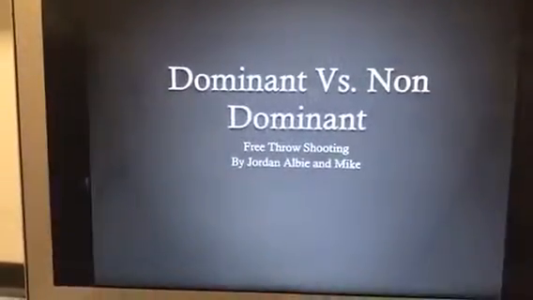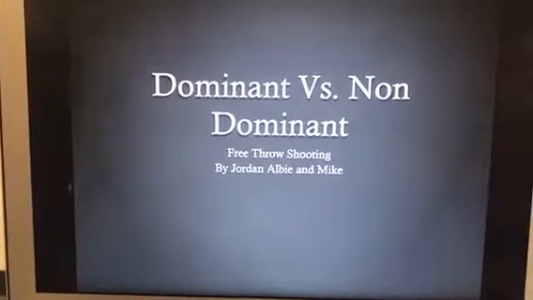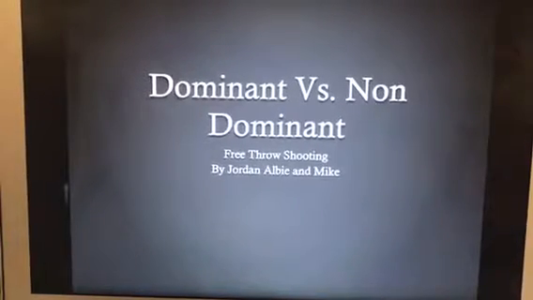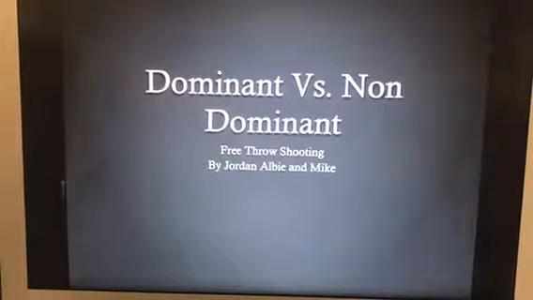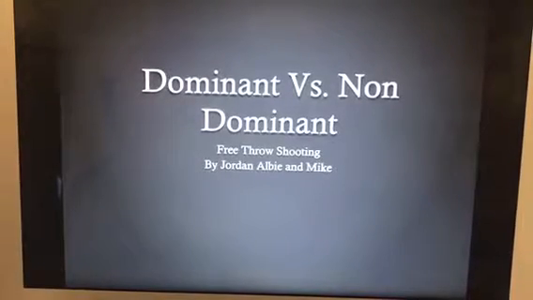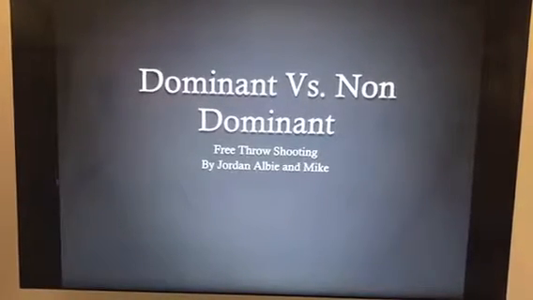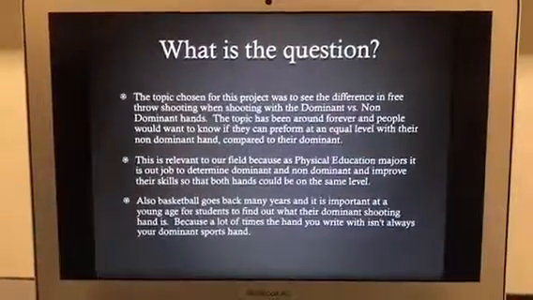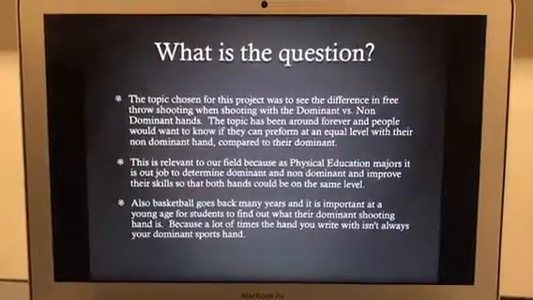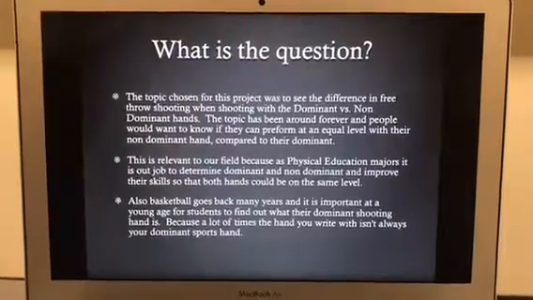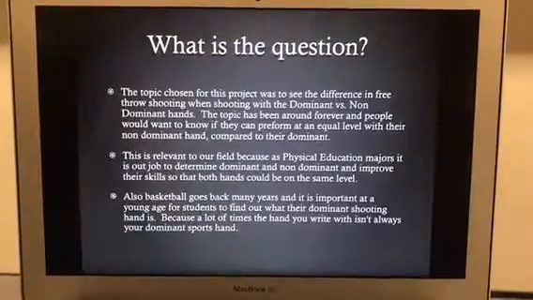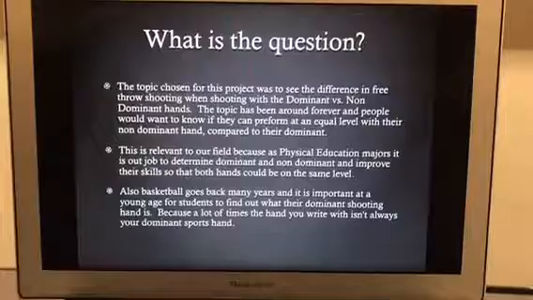The free throw has become a very relevant shot in the game, and many people have resorted to using their non-dominant hand. So today we're going to go over why the free throw is so important, dominant versus non-dominant. The question we decided to ask for this research project is whether or not shooting with your non-dominant hand versus your dominant hand has any effect.